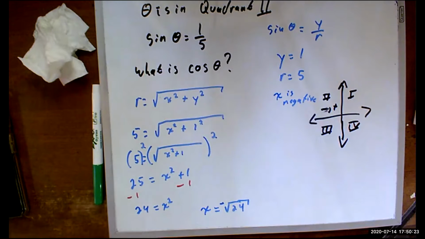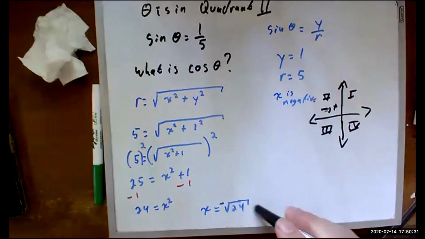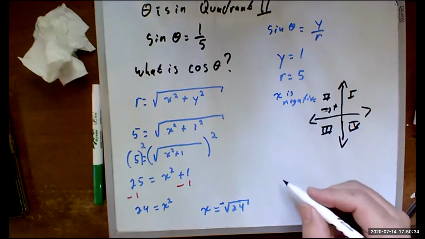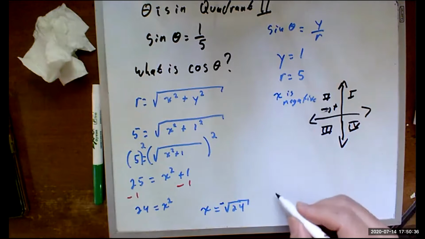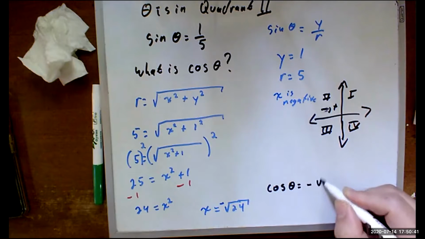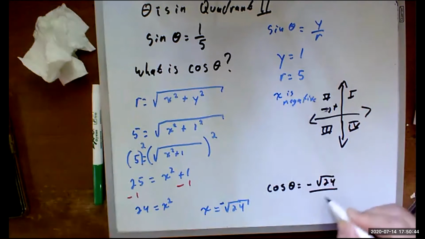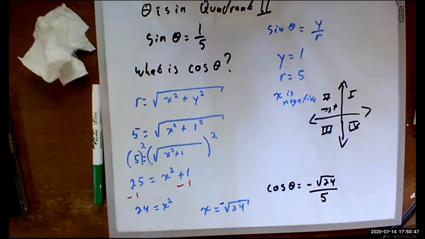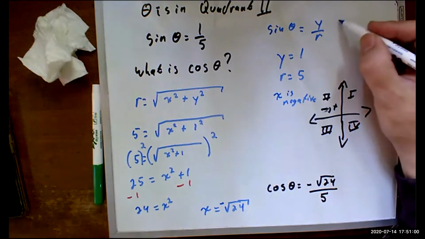Okay. We still need to remember to answer the original question. What is the cosine of theta? Cosine is adjacent over hypotenuse, in this case x over r. So we can say the cosine of theta will be the negative of root 24 over 5. I'll just put this up here also.